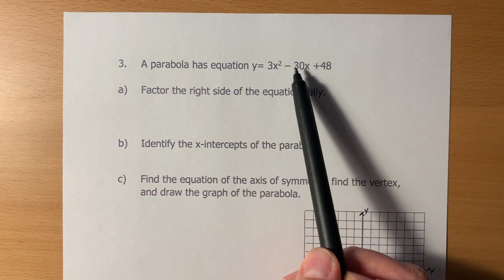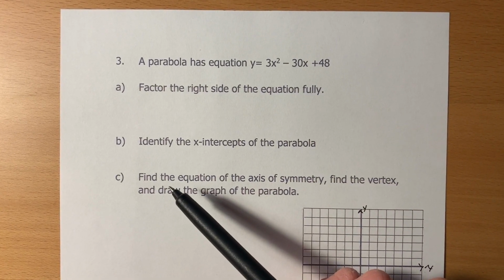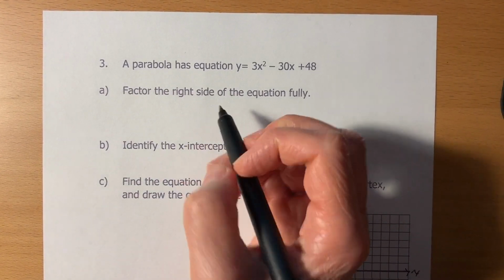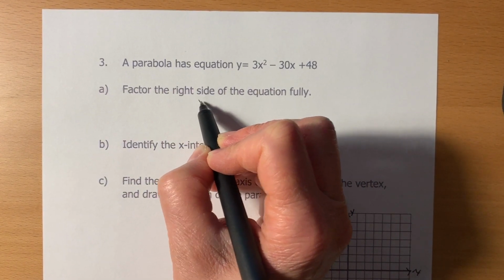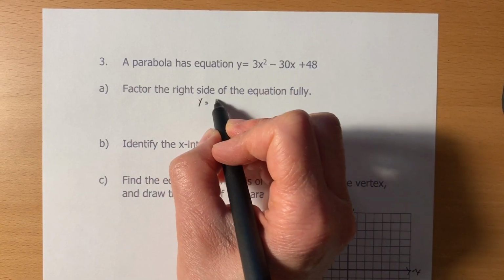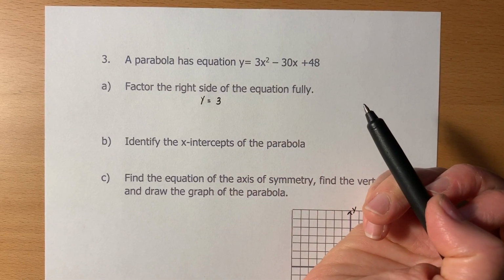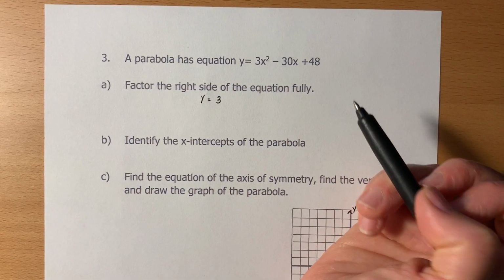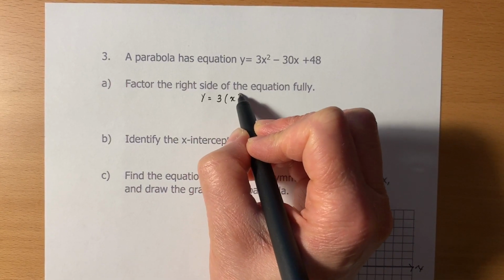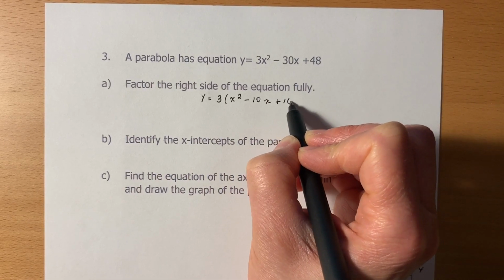So look at the 3, the 30, and the 48. Is there a number that divides evenly into all of them? And the answer is yes. 3 goes into all of them. Okay? And it's asking you to factor the right side. So I take the 3 out, and then I look at the x. Is it present in all? And the answer to that is no, so don't include it. So divide everything by 3, so I have x squared minus 10x plus 16.